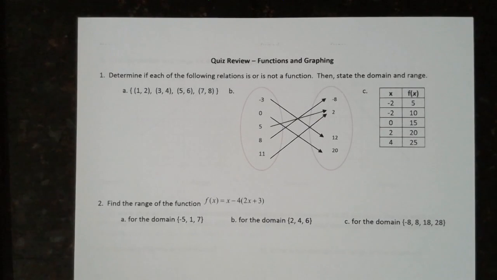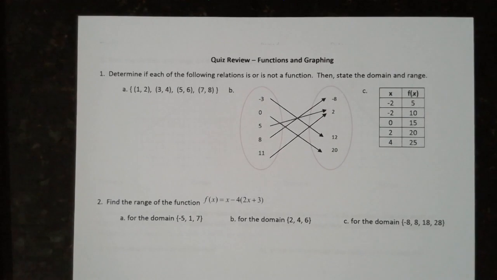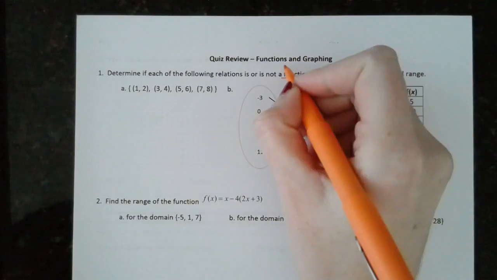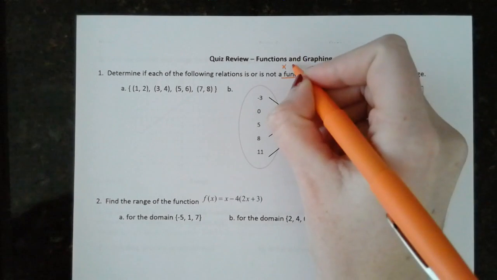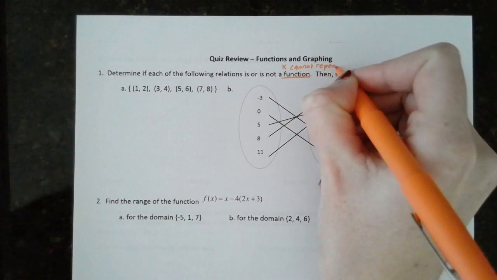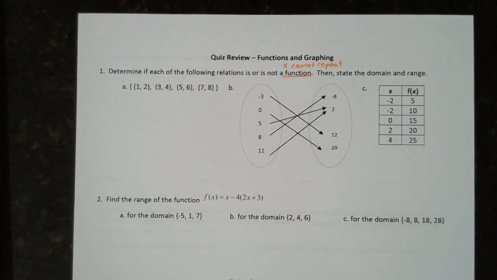Alright guys, it is quiz review time. So, we're just going to jump right on into it because all of this is review. It's all stuff that you should know already. So, we are going to determine if each of the following relationships or relations is or is not a function. Now remember, when it's a function, our x cannot repeat. Okay, and then we're going to state the domain and the range.